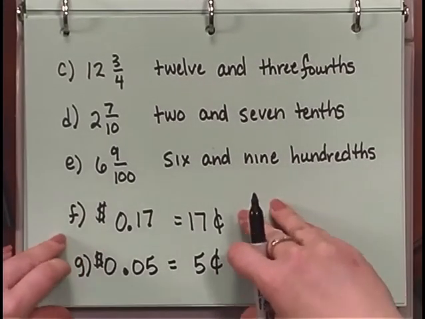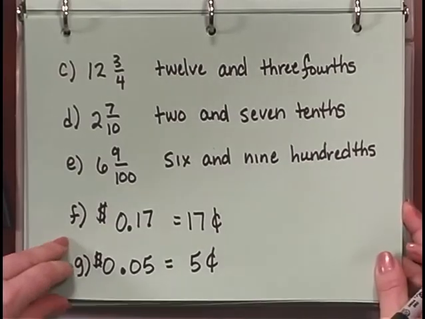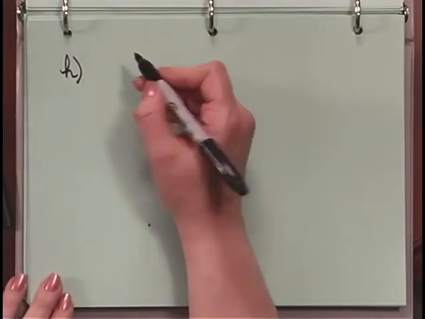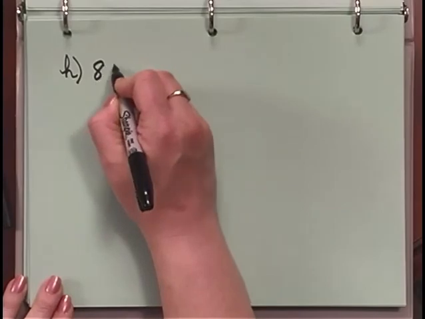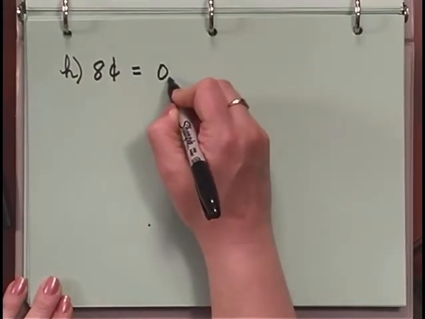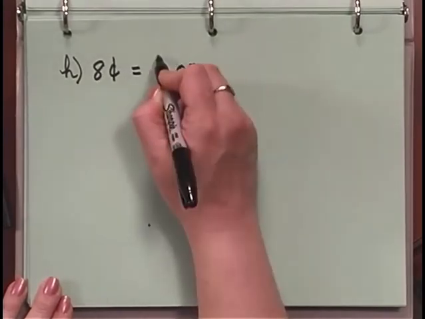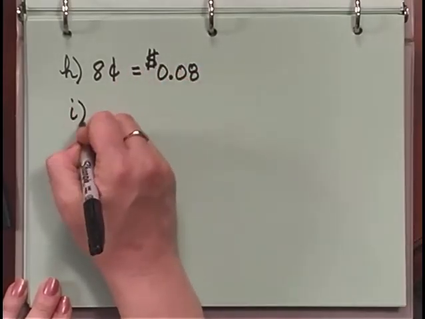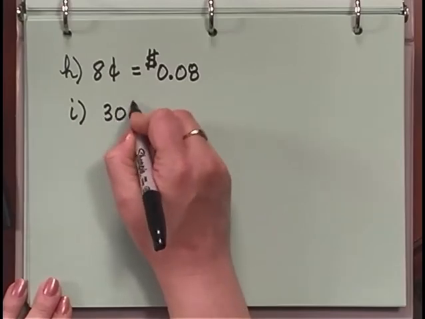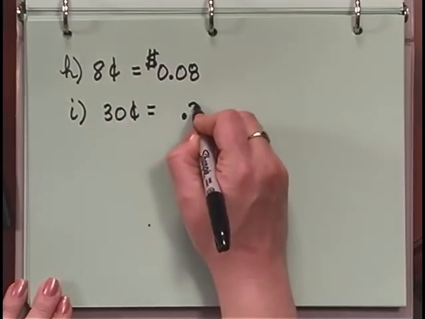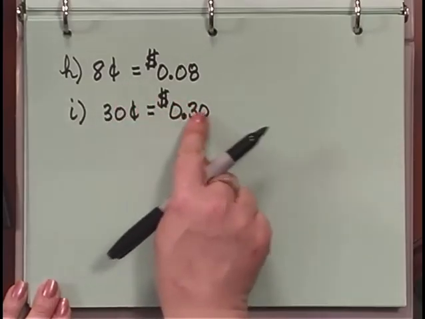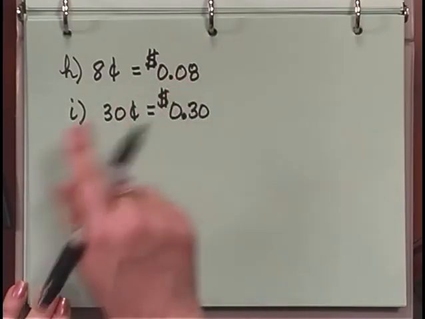Okay, let's look at problem H. In problem H, we're told to write each amount with a dollar sign instead of a cent sign. So we have 8 cents, which is the same thing as $0.08. Okay, so you should have written it like this. Okay, and then 30 cents is the same thing as $0.30, like so. And we're going to talk more about how to read these numbers later on.